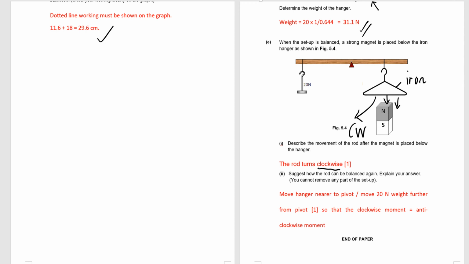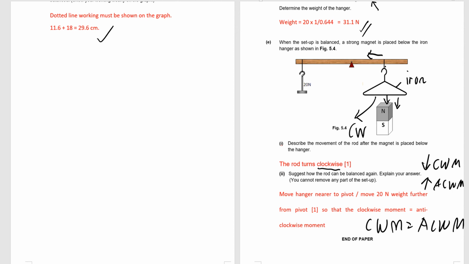So how do you balance it again? All right, so if you want to balance it again, they said you cannot remove anything. That means the magnet has to be still near to the iron. So because now it's a clockwise moment, you can either decrease the clockwise moment, or you can increase the anti-clockwise moment, so that you establish that the clockwise moment equals the anti-clockwise moment again to balance it. But now your clockwise moment is too big, so you need to reduce it. So how can you reduce it? You can actually put your hanger closer, so the distance will be smaller, so your moments will be smaller.